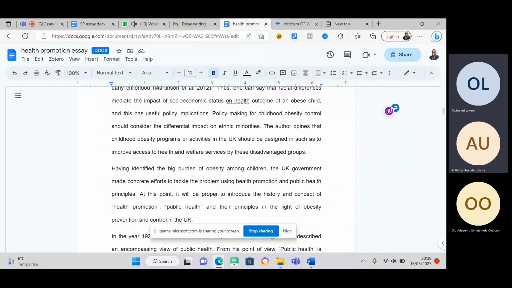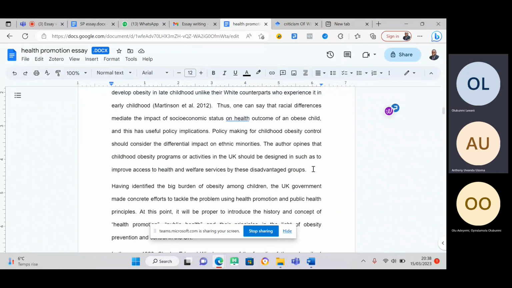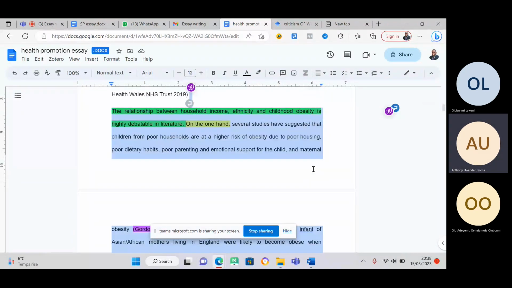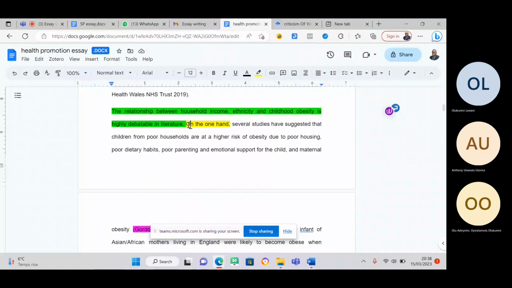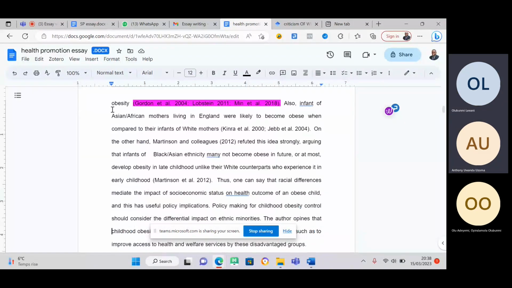Okay. Now look at this one. All of this previous paragraph was talking about the burden of obesity, the relationship between household income, ethnicity, and childhood obesity. So now I'm coming to this. After discussing all this, I need another subheading, right?